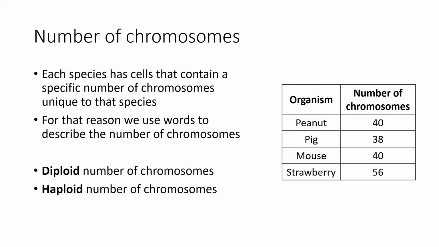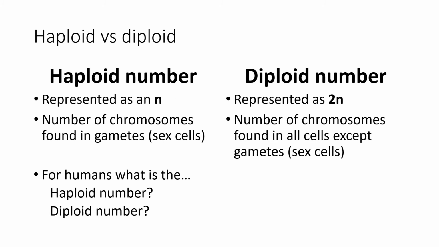Because organisms all have different numbers of chromosomes, we don't refer to specific numbers of chromosomes. We actually use words to describe them, and we talk about a term called the diploid number and the haploid number. So what's the difference? A haploid number is often written as a lowercase n, whereas a diploid number is written as 2n, with a lowercase n.